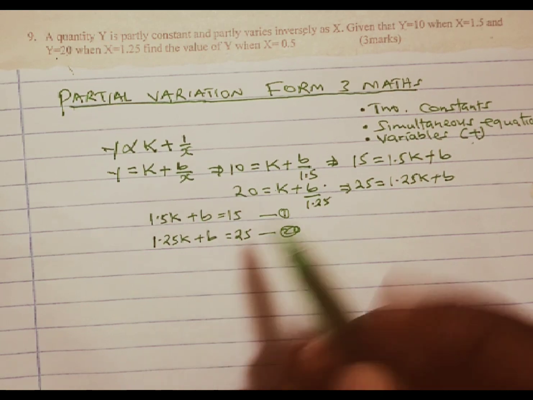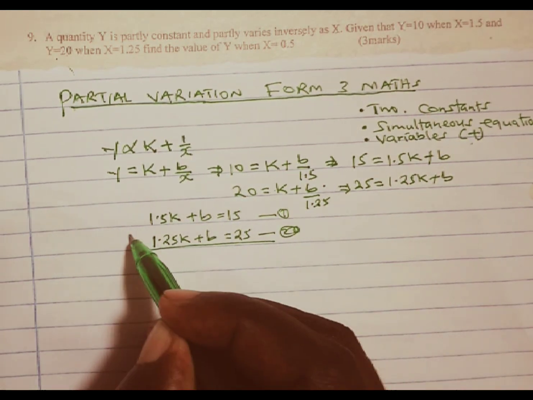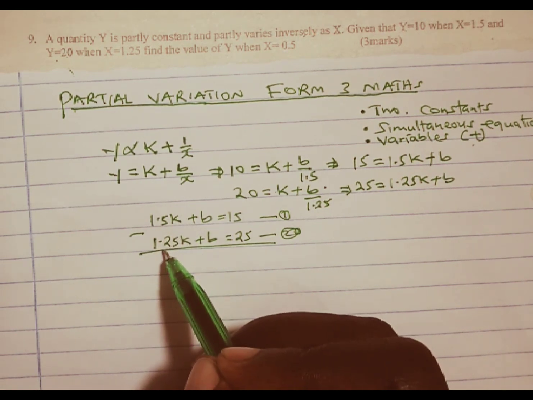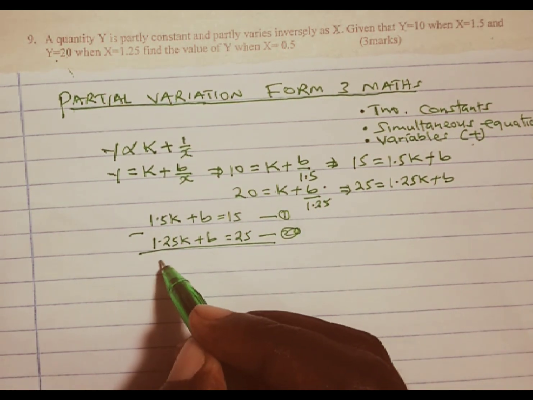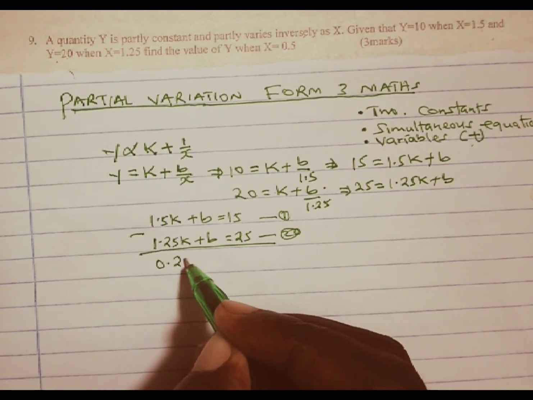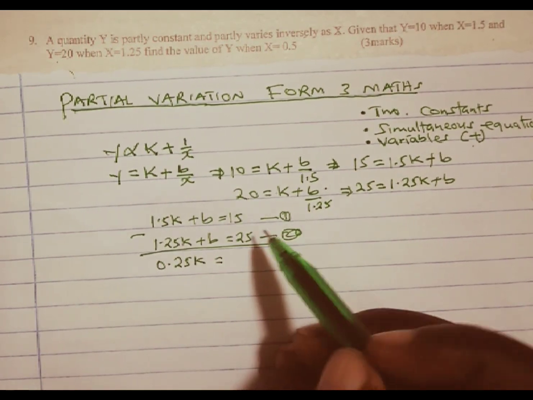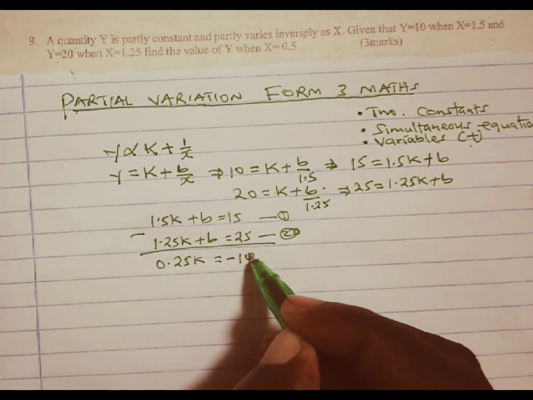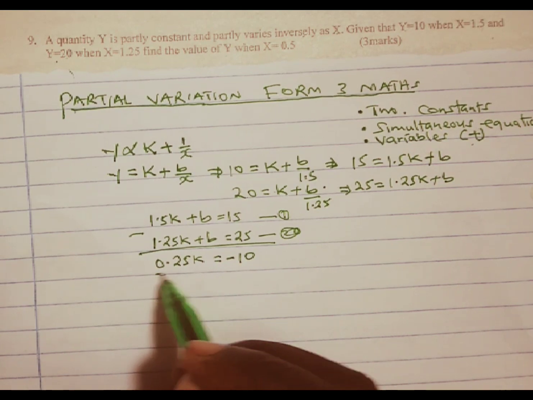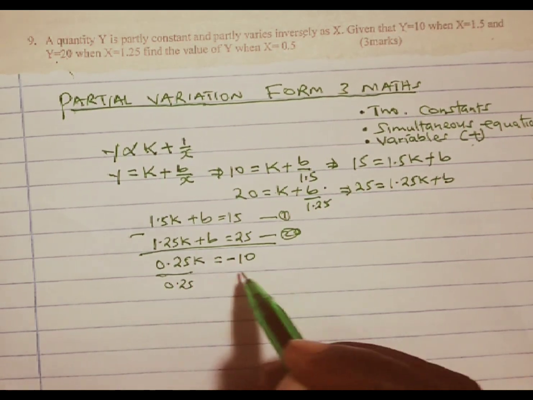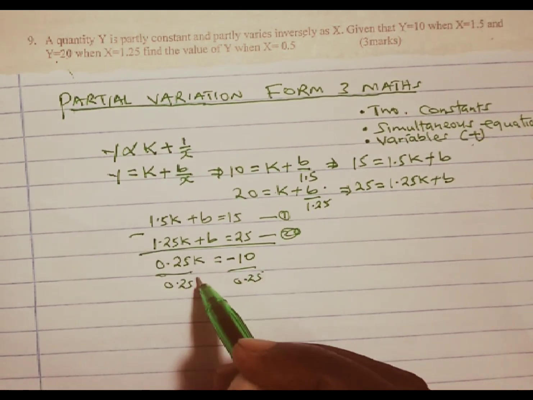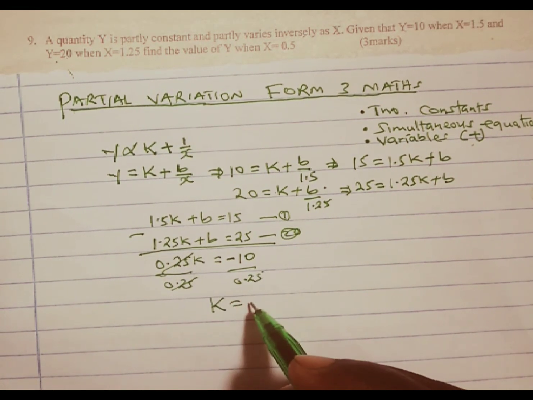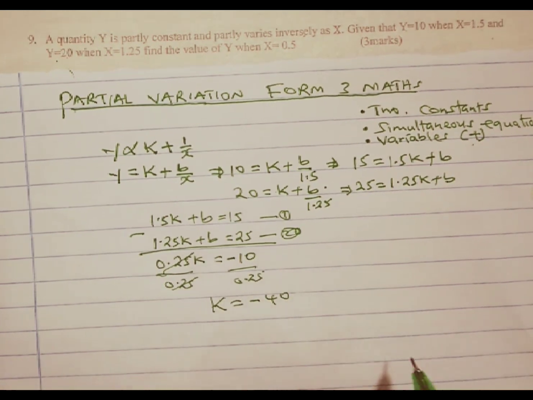Since b is uniform, we are going to subtract the two equations directly, such that 1.5k minus 1.25k will give us 0.25k being equal to 15 minus 25, you get negative 10. If you divide both sides by 0.25, this and this will cancel, giving us the value of k being equal to negative 40.